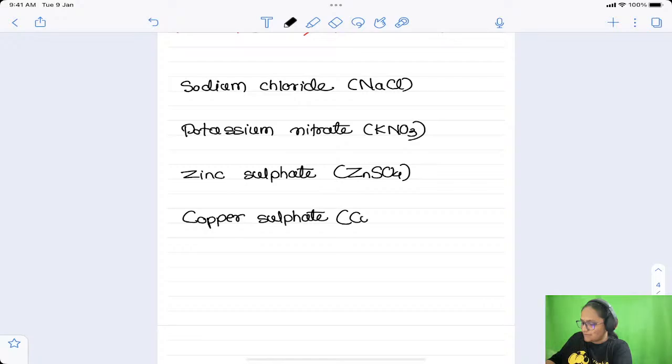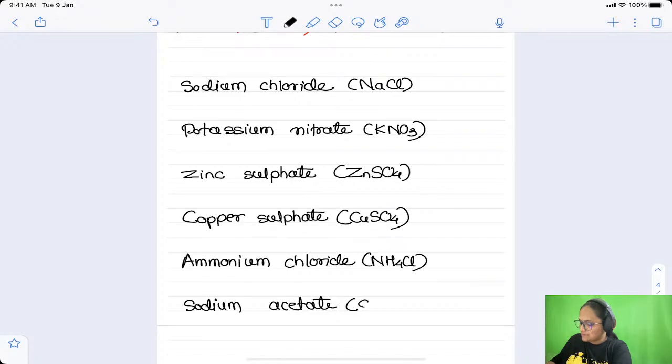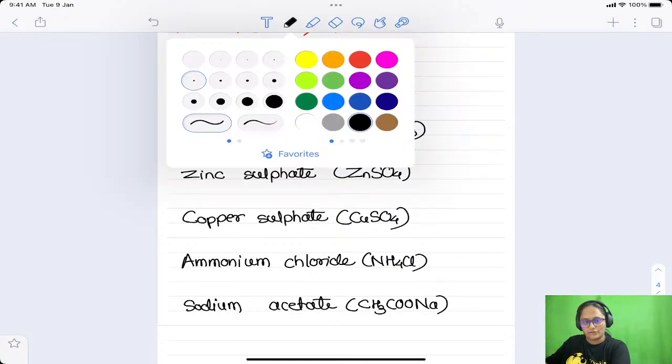Formula is CuSO4. The next example is ammonium chloride. Formula is NH4Cl. The next is sodium acetate. Formula is CH3COONa. So these are the examples out of which you have to tell which one of them are acidic, which one of them are basic.